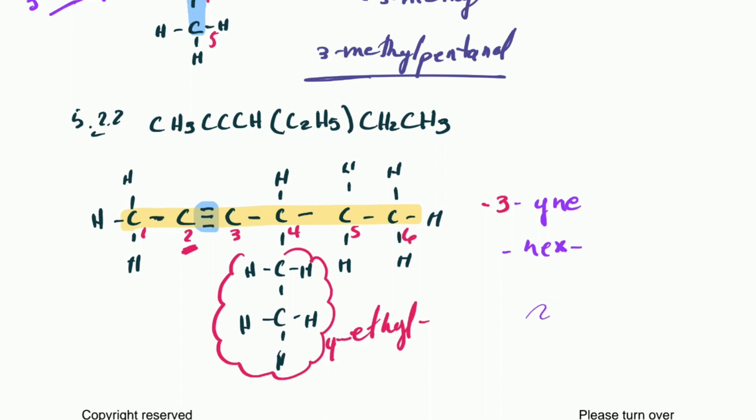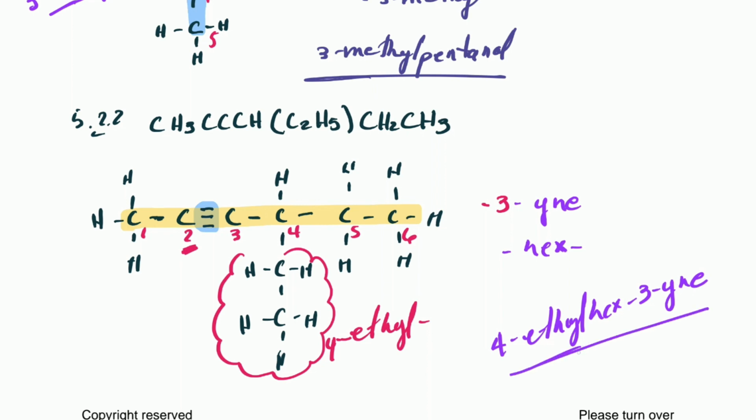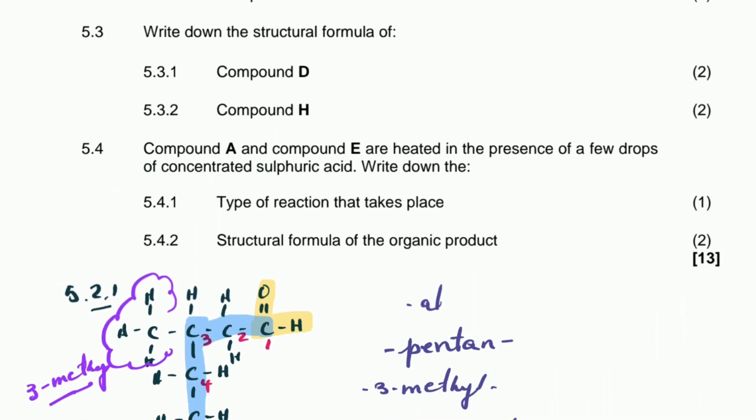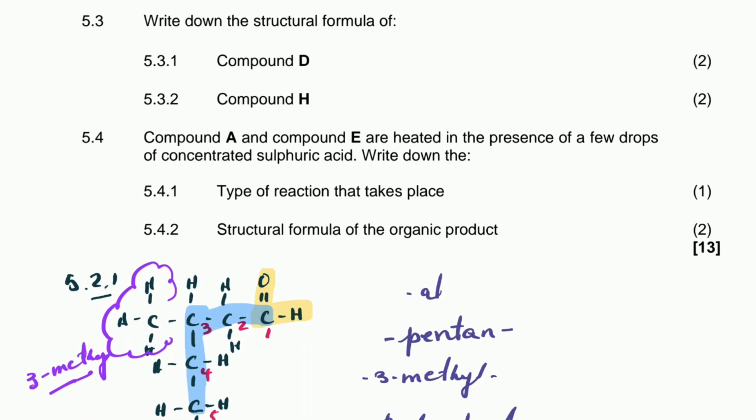And now to finish, all we're going to do is to combine all this. So the name is 4-ethyl hex, all this together in words, hex-3-yne. And that is the name, 4-ethylhex-3-yne. This is the answer for this question. Let's go to the next question here, which is question 5.3.